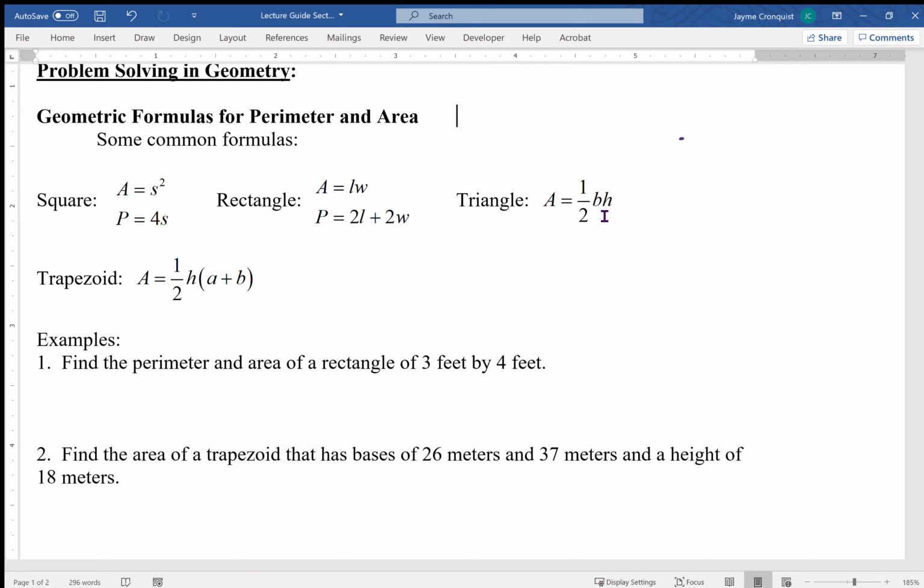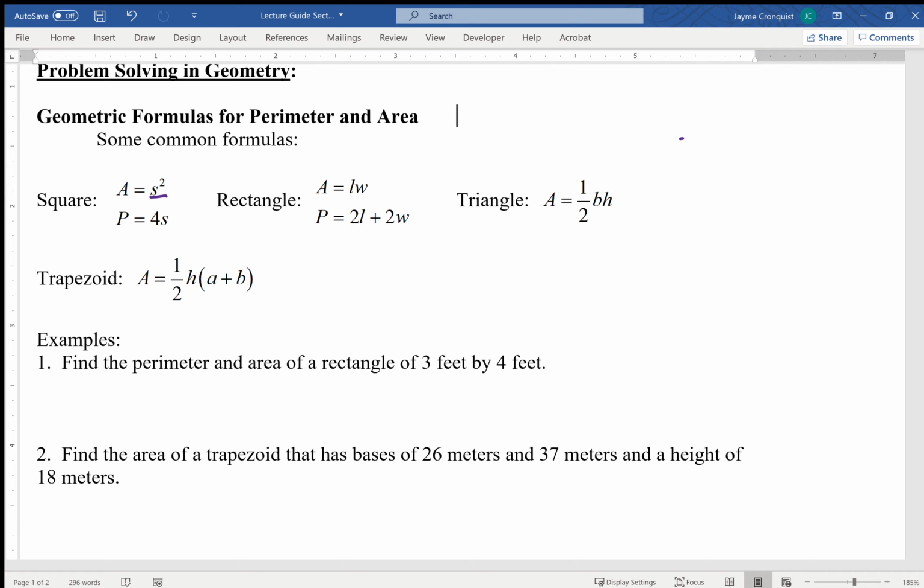Now, these are our standard formulas. In fact, they are included on SAT and ACT tests. Area of a square is S squared. That's basically the same as a rectangle, except the L and the W are the same, because a square has both the same width and length. Perimeter of a square is 4S. Of a rectangle, it's just the two lengths plus the two widths.